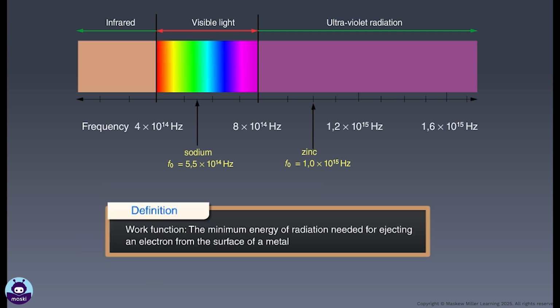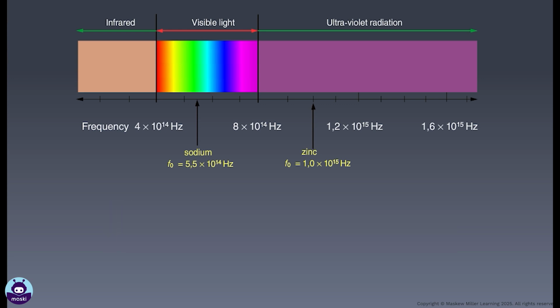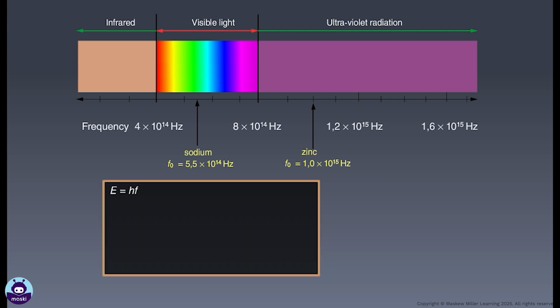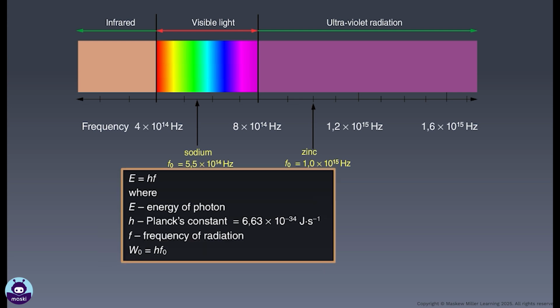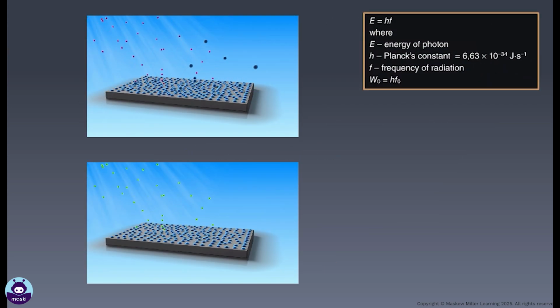The minimum energy of radiation needed for ejecting an electron from the surface of a metal is called the work function of the metal. It is denoted by W0. We know that the energy of a photon is related to its frequency by the equation E equals hf, where E is the energy of the photon, h is Planck's constant, and f is the frequency of the electromagnetic radiation. If we consider electromagnetic radiation that has the same frequency as the cutoff frequency of the metal, f0, we get W0 equals hf0.